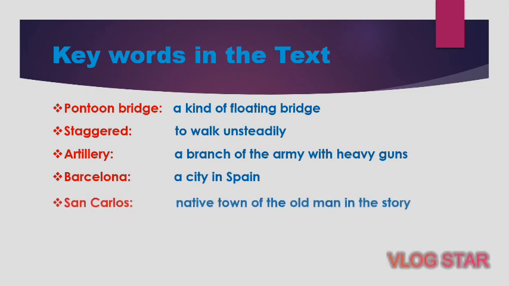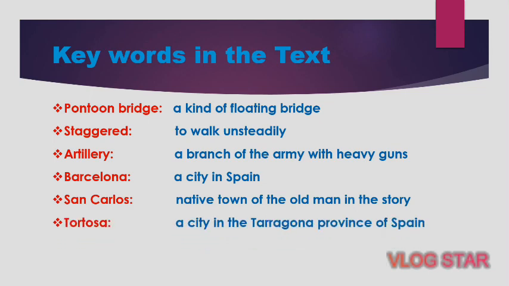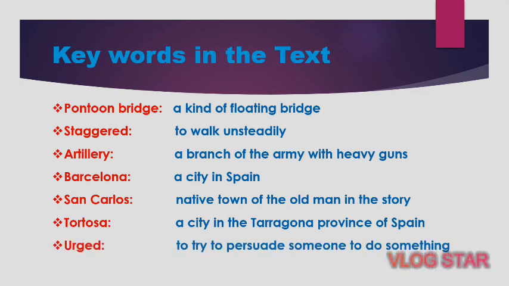Next we have Barcelona. Barcelona, we all know, is a famous city in Spain. Again we have San Carlos. San Carlos is also the native town of the old man in the story. Then we have Tortosa. Tortosa is the capital of the Tarragona province in Spain. Next we have urged. Urged means to try to persuade someone to do something. That is the meaning of the word urged. And the last one we have here is swayed. Swayed means moving from one side to another, or to move from side to side.